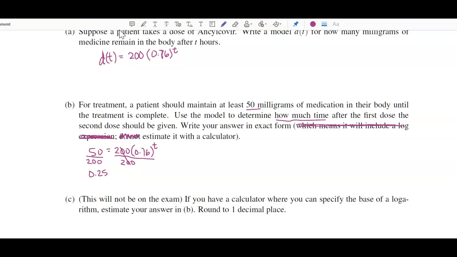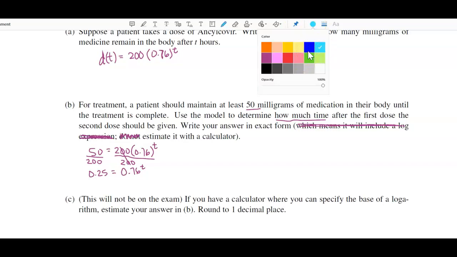Right, so 0.25 equals 0.76 to the t power. All right, and now in order to solve this, I'm going to take the log of both sides. So let me do that in a different color here. I'm going to do the log of this and the log of this.